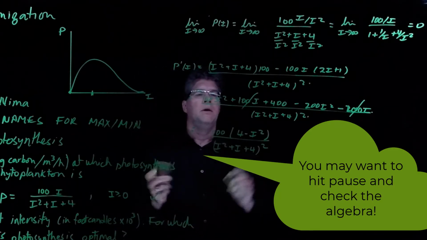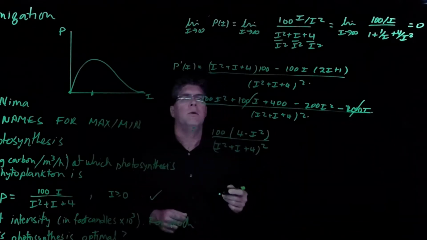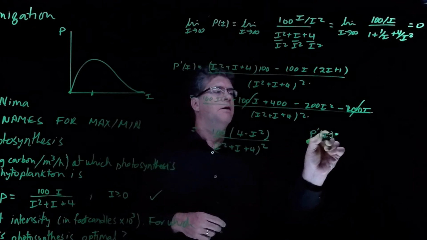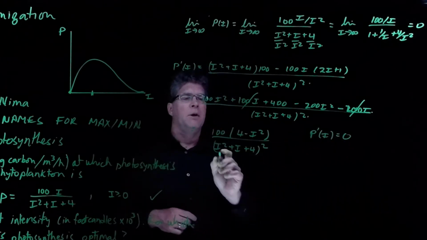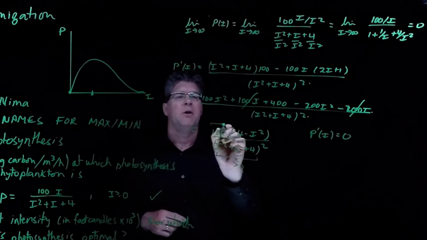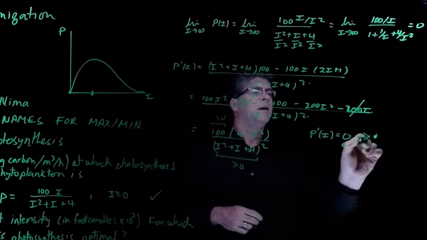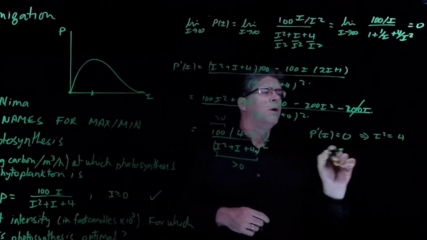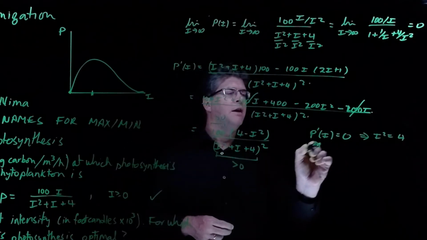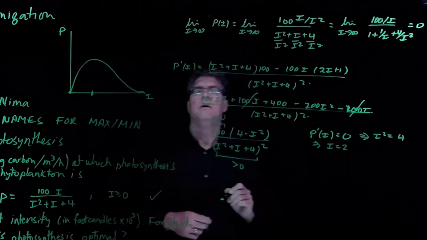Okay, so we want to find out when P prime of I is equal to 0. So if we set P prime of I equal to 0, we know the denominator is always positive. This is always positive here. And so that means that I squared is equal to 4. And because I is greater than or equal to 0, this is going to say I is equal to 2.